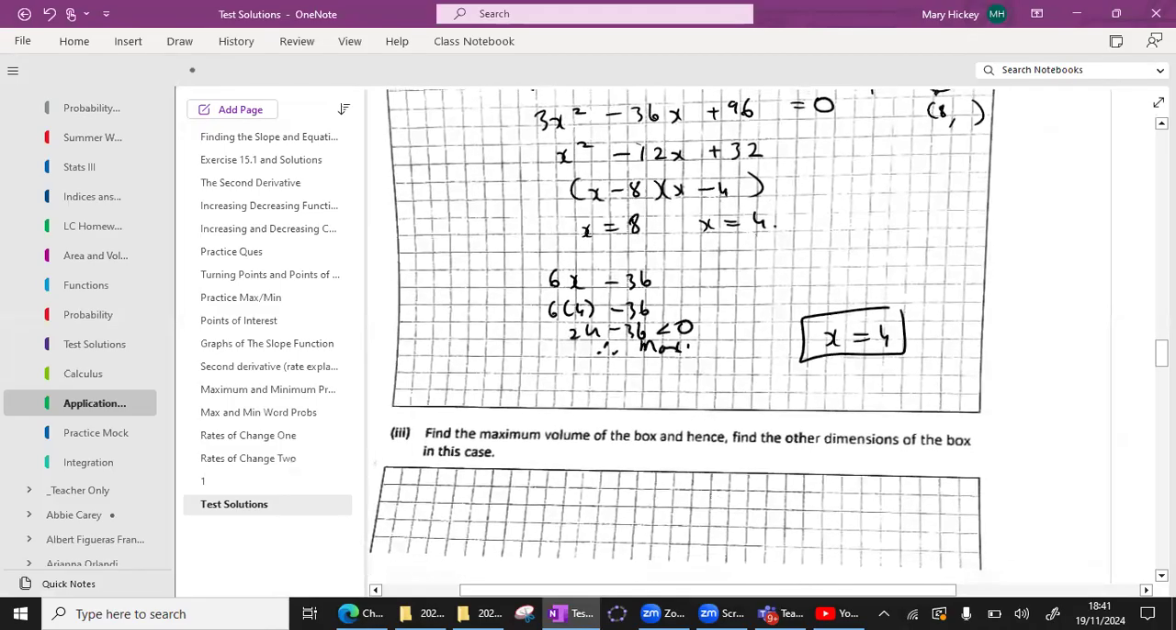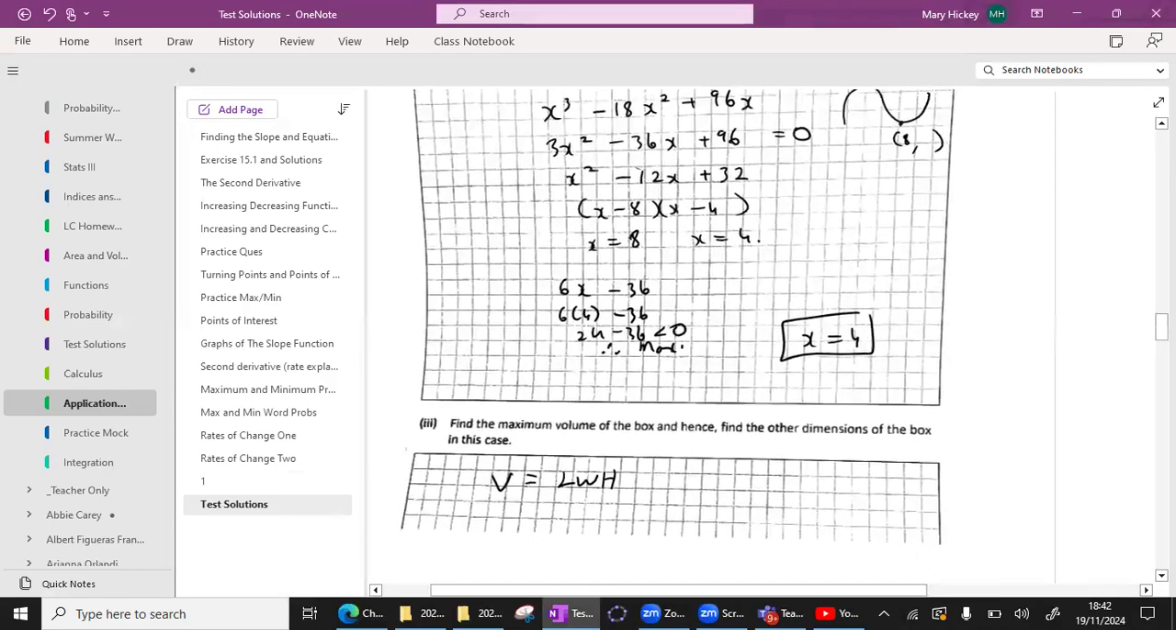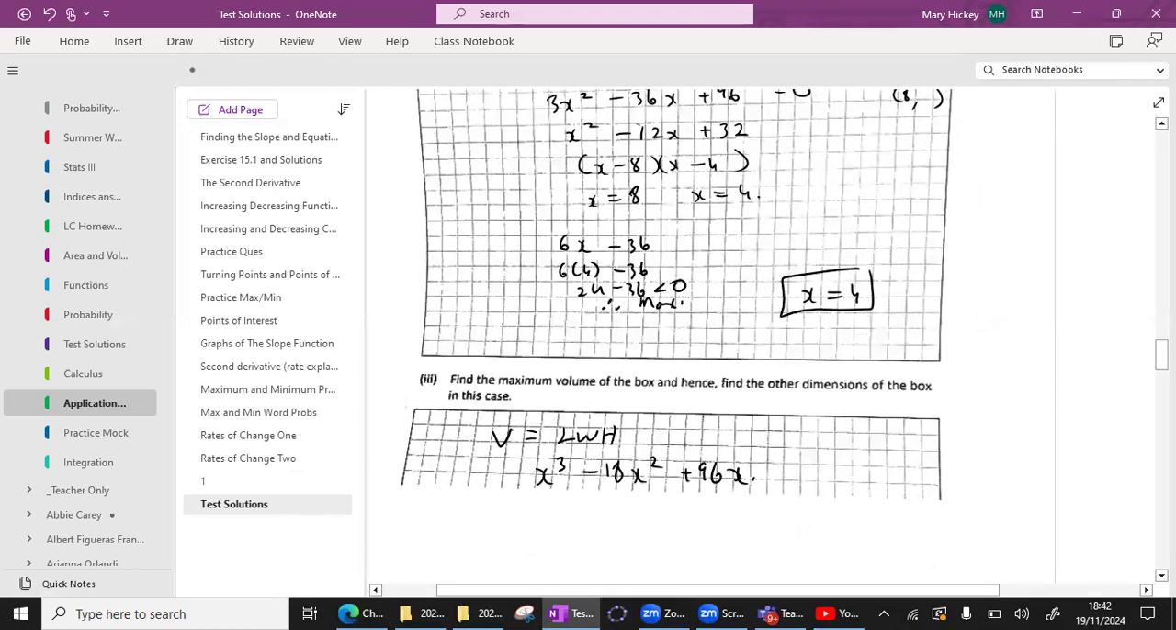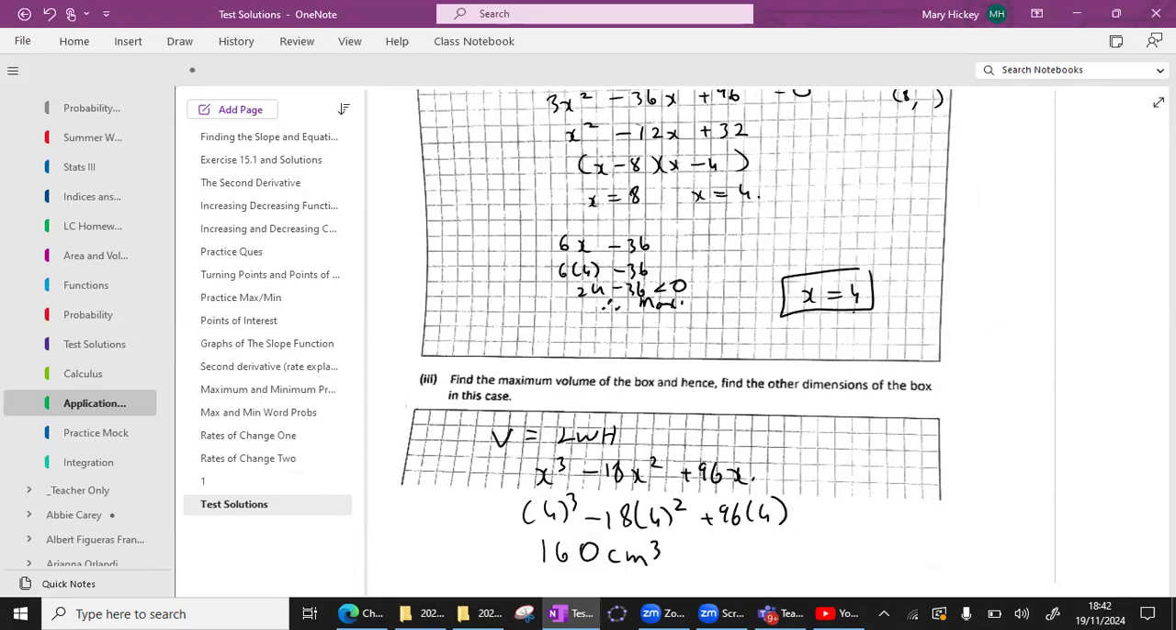And that was 10 marks. Find the maximum volume of the box. So the volume, of course, is length by width by height. But we have a volume formula, x cubed minus 18x squared plus 96x. And now I know what x is. X is 4. So anywhere there is an x, I replace it with 4. And when I work that out, I get 160 centimeter cubed for volume.